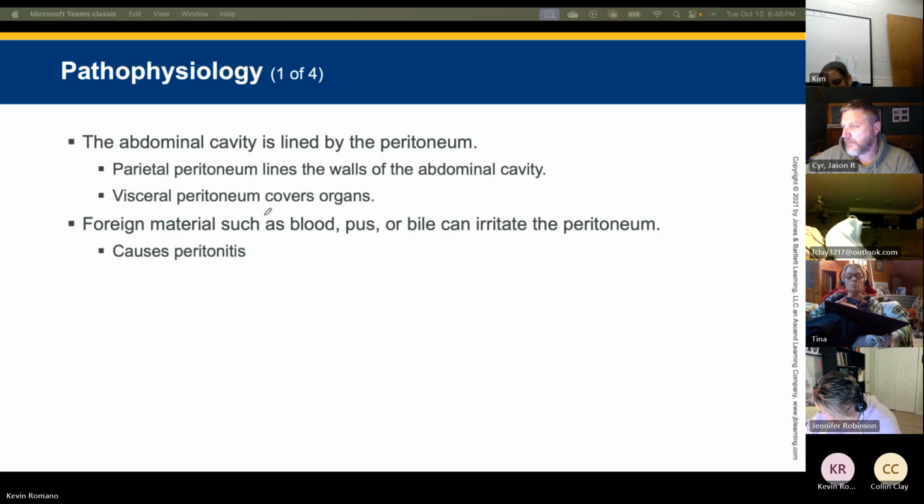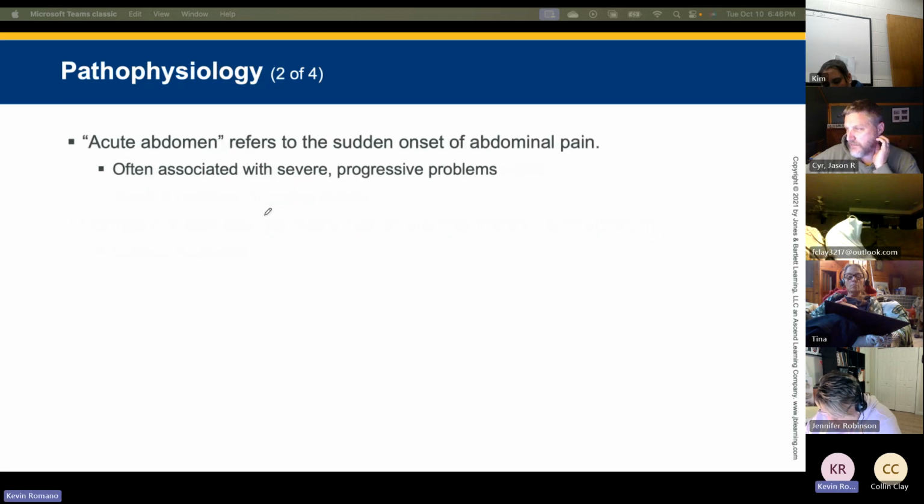All right. So the acute abdomen is not a pretty abdomen, right? It refers to a sudden onset of abdominal pain. That's not something that's been chronic, going on for long periods of time, but that acute pain that hits you all of a sudden, right? Often associated with severe progressive problems. And these require medical attention.